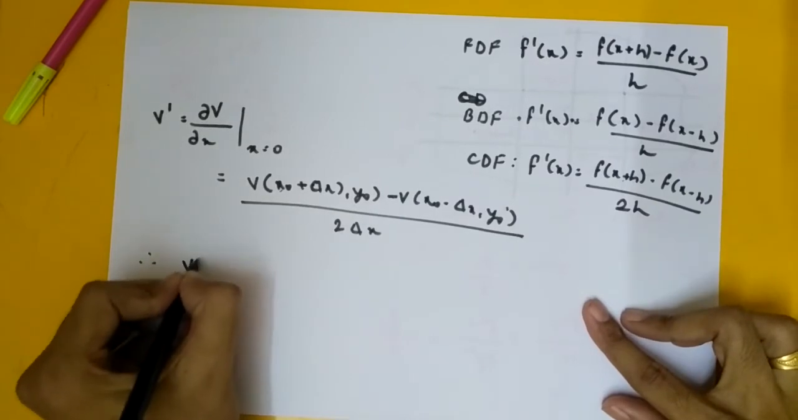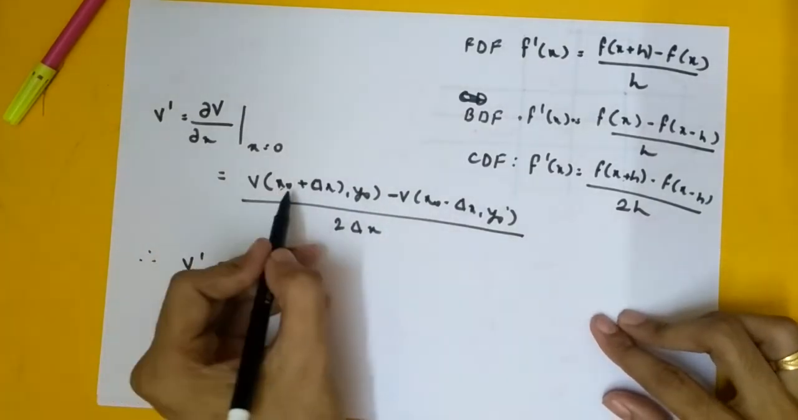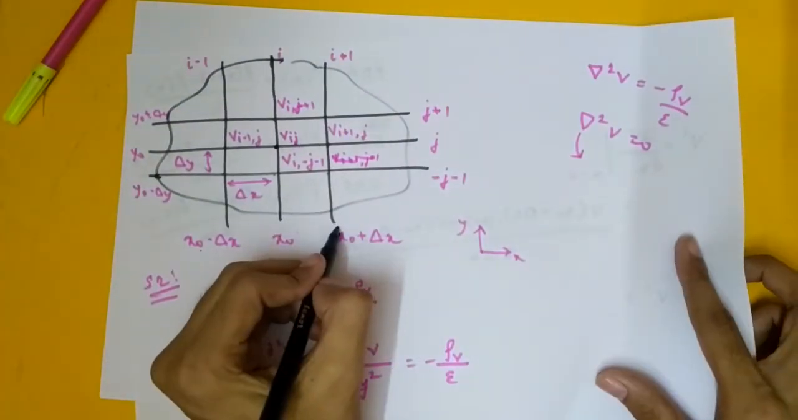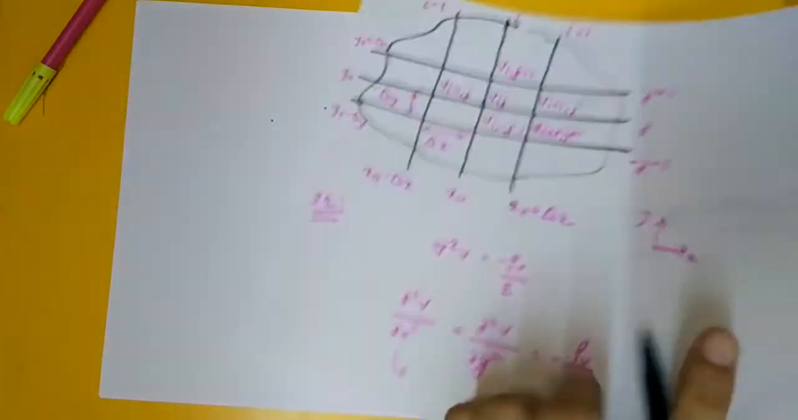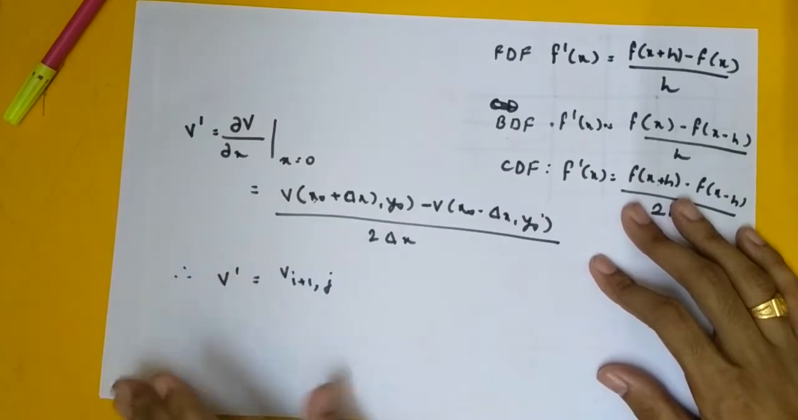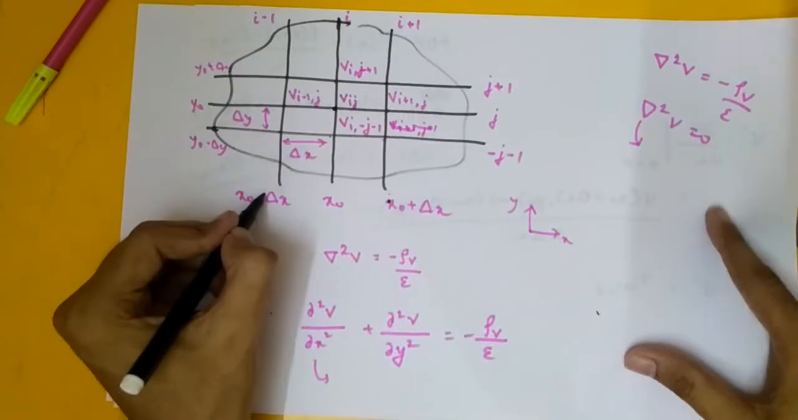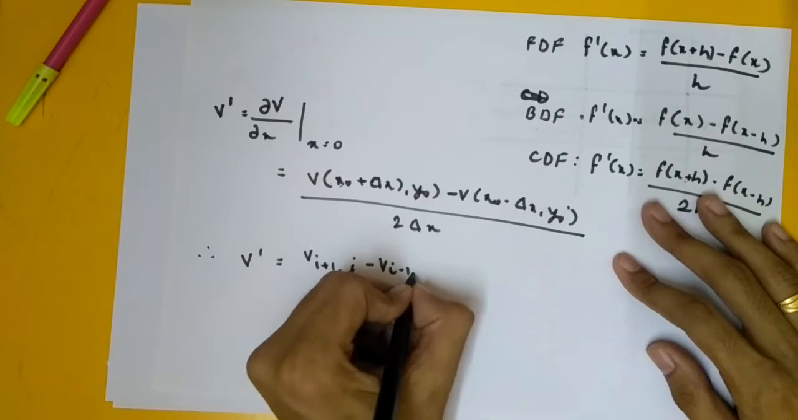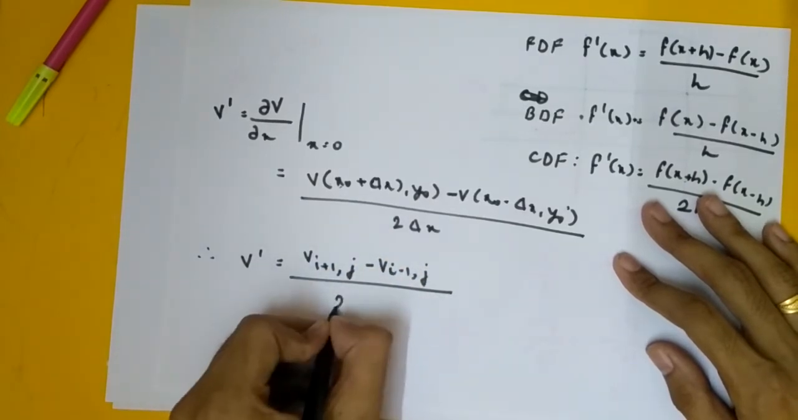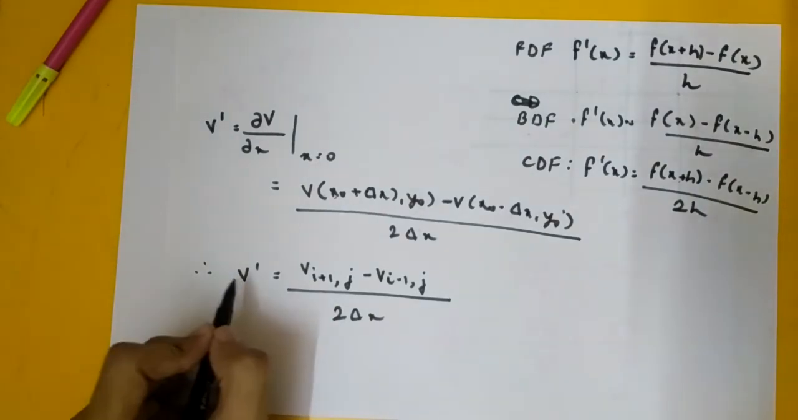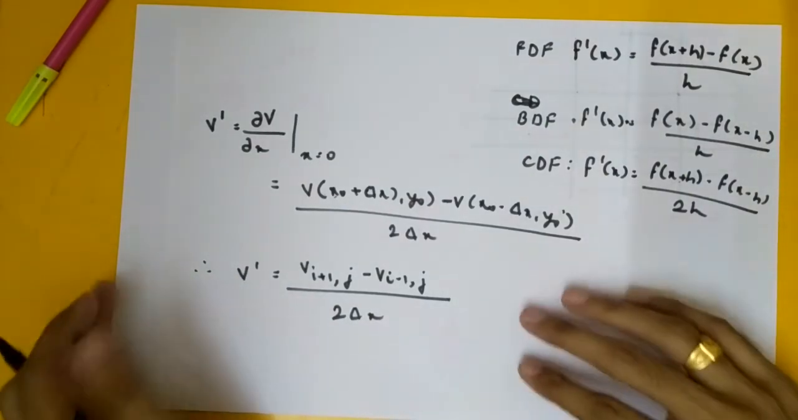So therefore, what is this v dash or v prime? What is v of x naught plus delta x comma y naught? x naught plus delta x comma y naught is i plus 1 comma j, right? So it is v i plus 1 comma j. So next is what? x naught minus delta x, y naught is i minus 1 comma j. So minus v i minus 1 comma j upon 2 delta x, right? So next what we have to find, but ये single derivative है, what we want is double derivative, right?